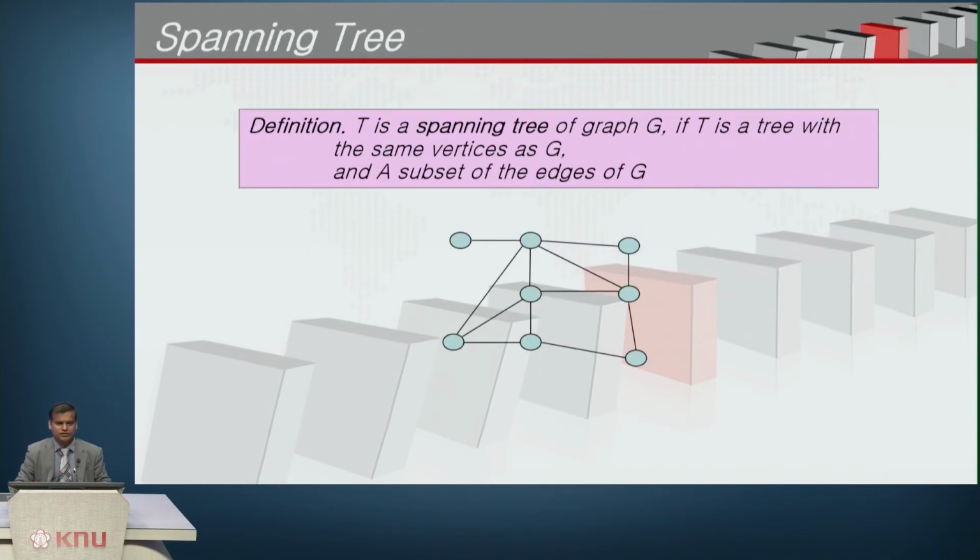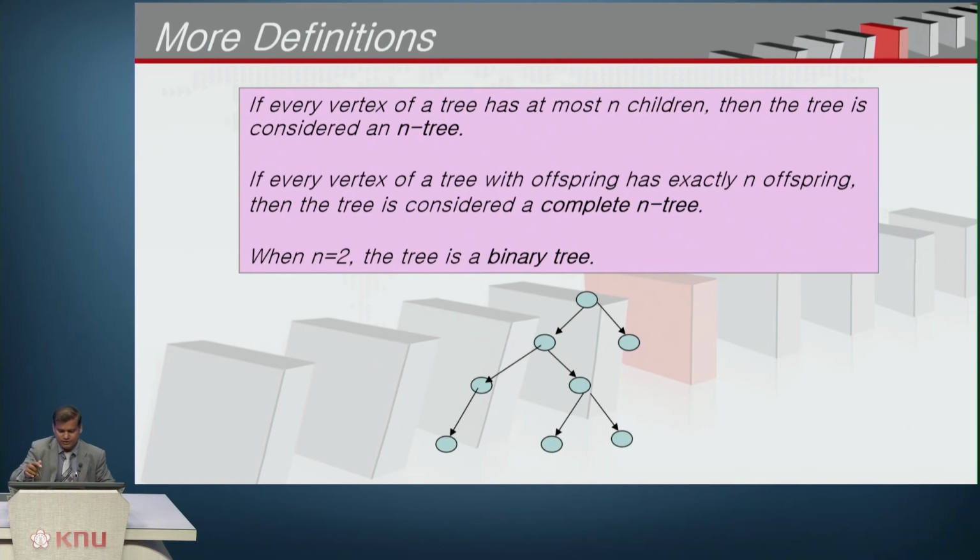And just to explain this further, if you want to have everything with 2, something like this, right? So that's a so-called complete n-ary tree, and if n is 2, in our case we have a binary tree.